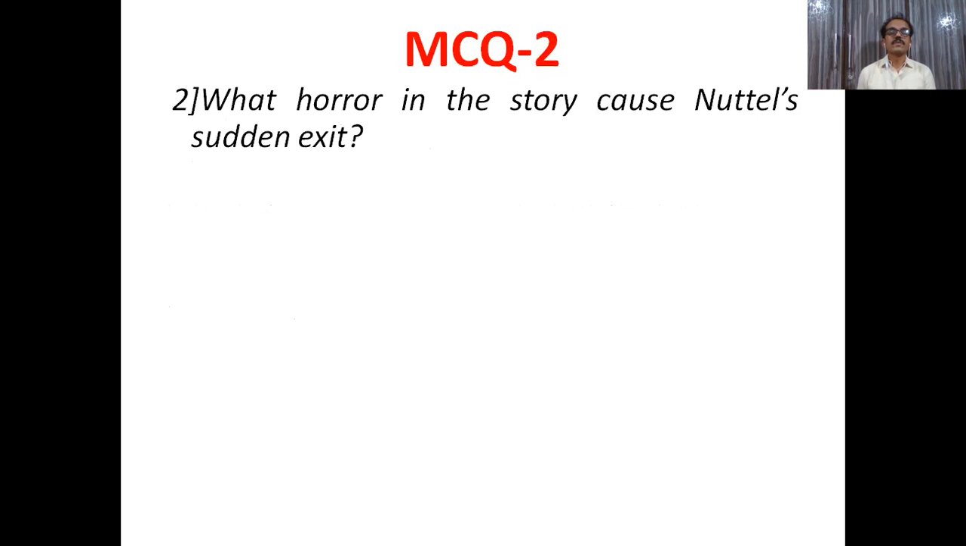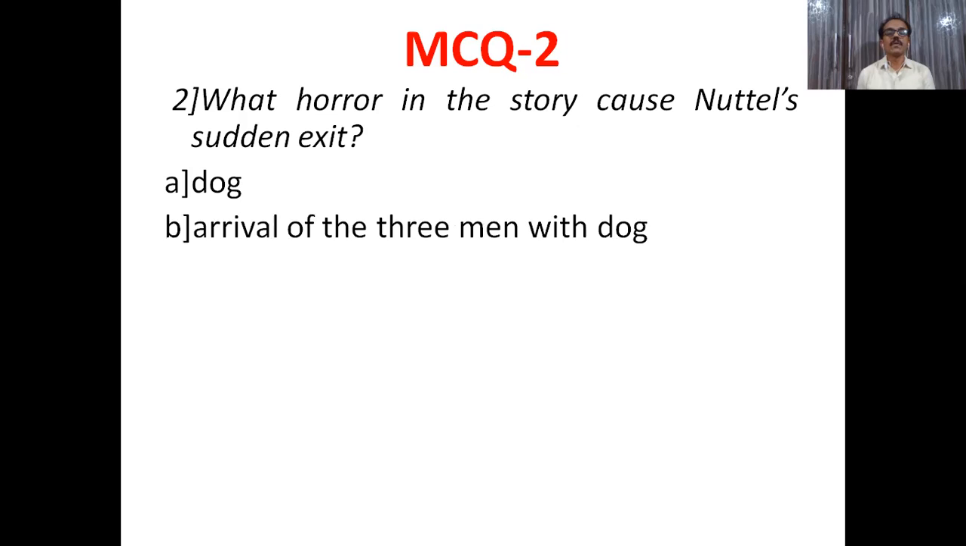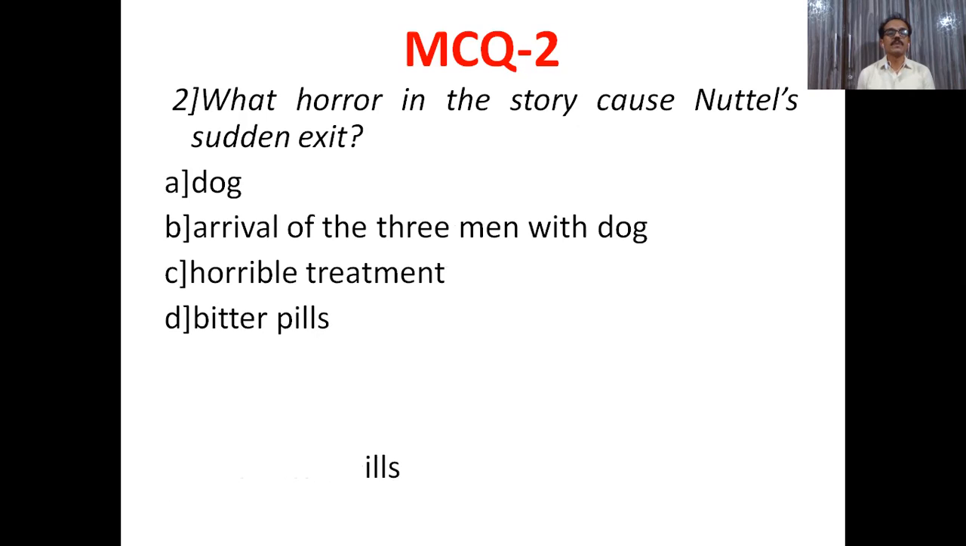So that's all for this one. Second question: what horror in the story caused Nuttall's sudden exit? We know that he rushes out of the house immediately after he sees those three men and the dog. The reason for his sudden exit is: A, one dog. B, arrival of the three men with the dog. C, horrible treatment. And D, bitter pills. Which is the reason for his sudden exit? And the answer is B, that means arrival of the three men with the dog, my dear students.